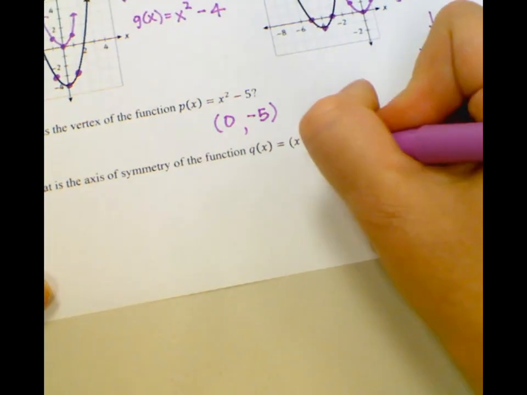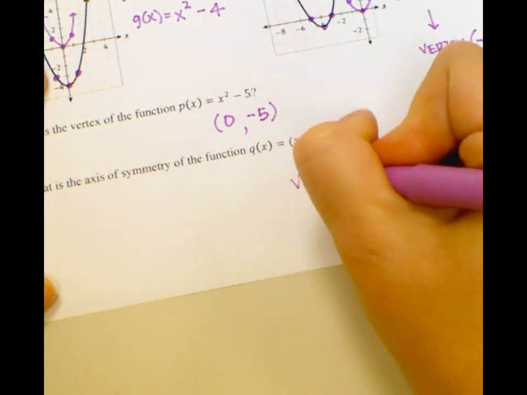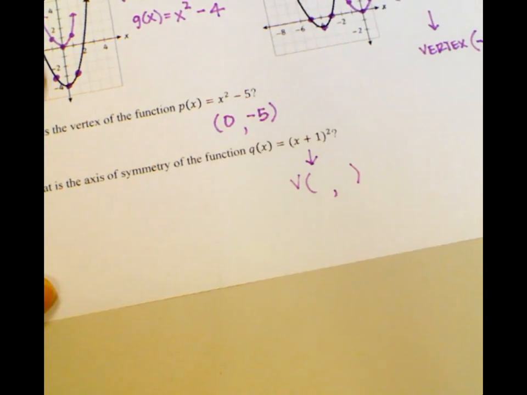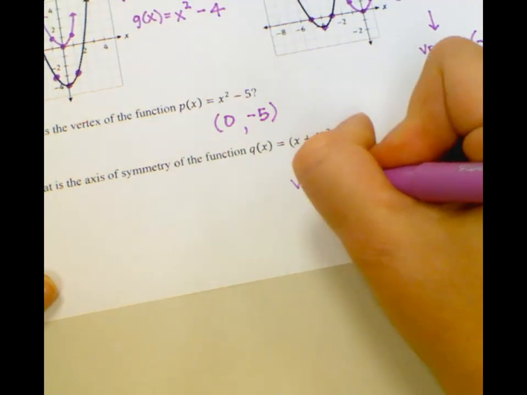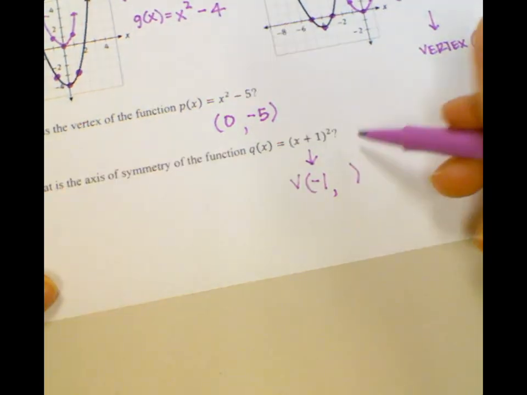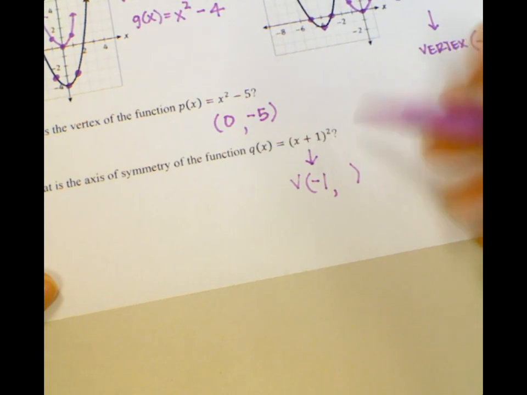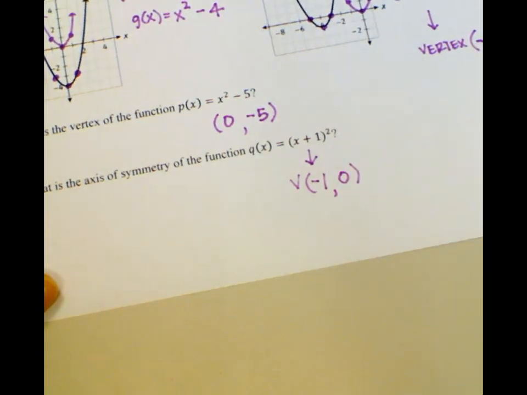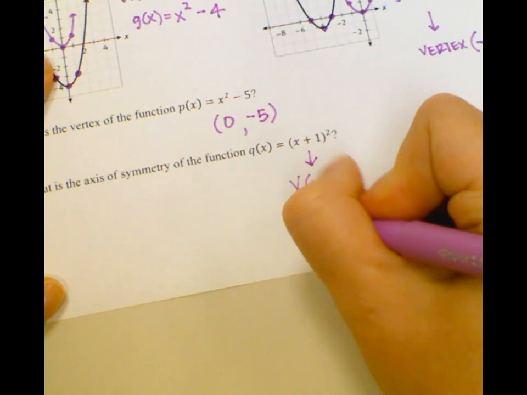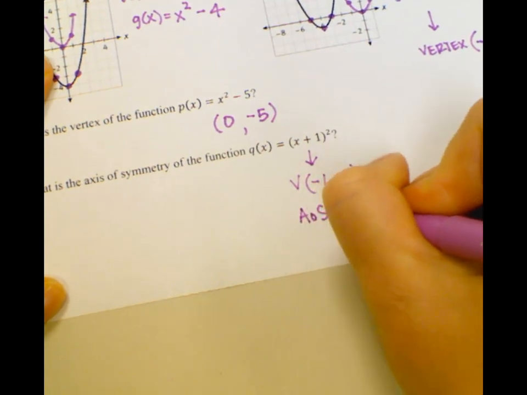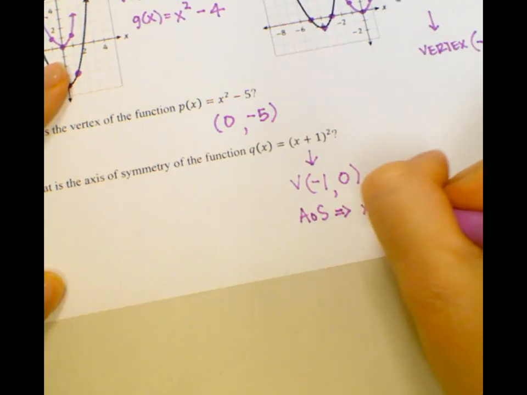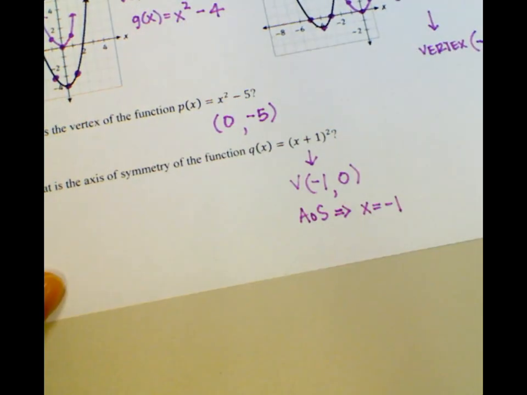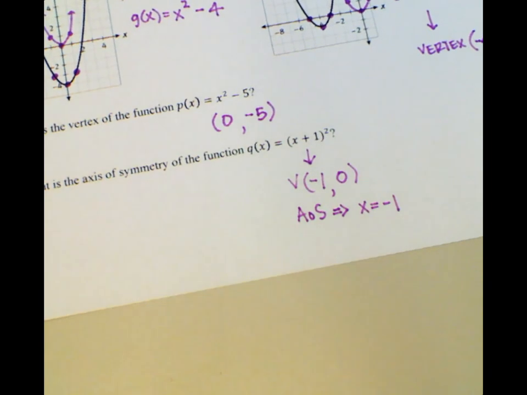So if I was taking the vertex from this, let's do the vertex first, then we'll grab the axis of symmetry. So this is plus 1 in here, meaning it moved left 1. So left 1 is a minus. Do we have any up or downs? No. Okay, so what is your axis of symmetry? Remember, it's always your x coordinate. Yeah, negative 1. Okay. All right, try your practice problems.